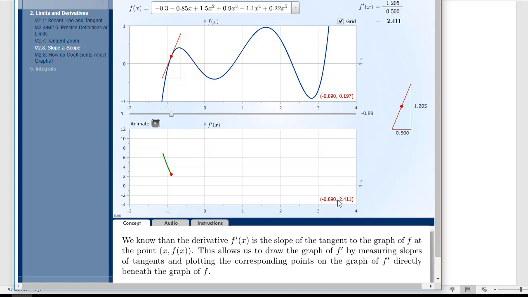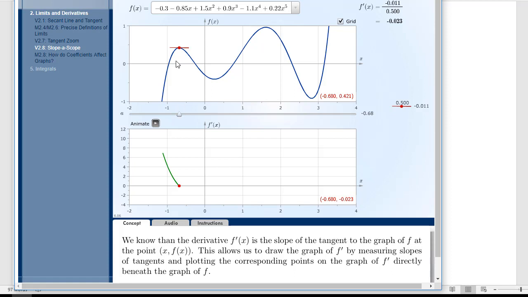I didn't notice that before. Okay, so there's the slope of my tangent. So I measure this tangent, rise over run, measures to be 2.4. So again, the slope of the tangent becomes the y value on the graph. So let me animate a little bit further and point out to you one particular point of interest right there.